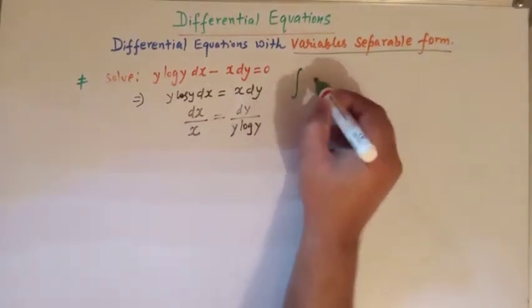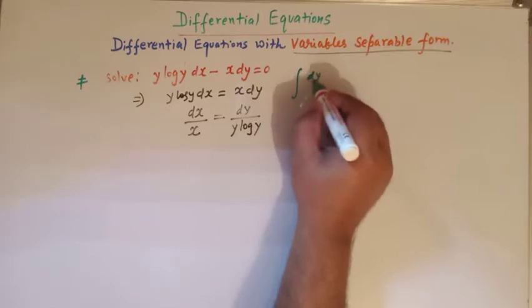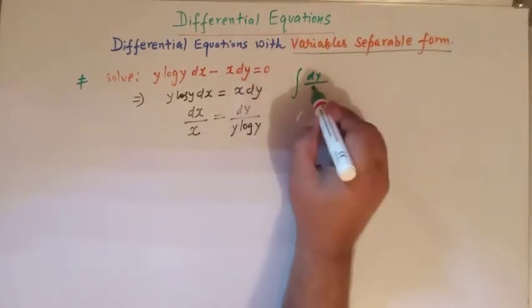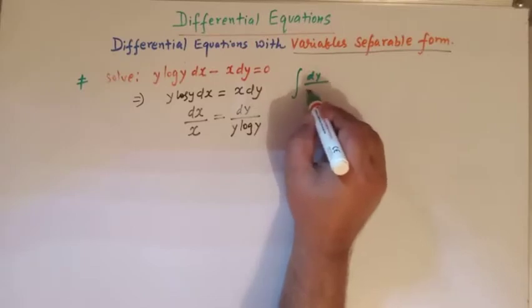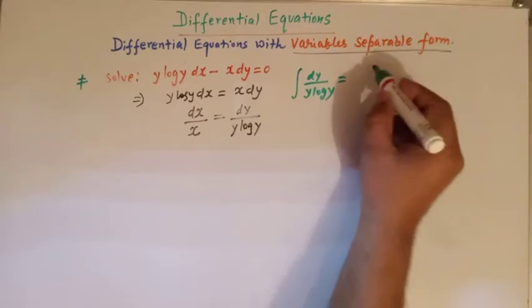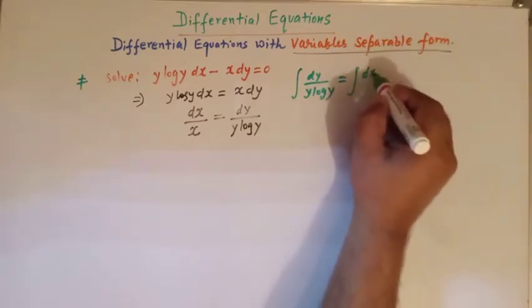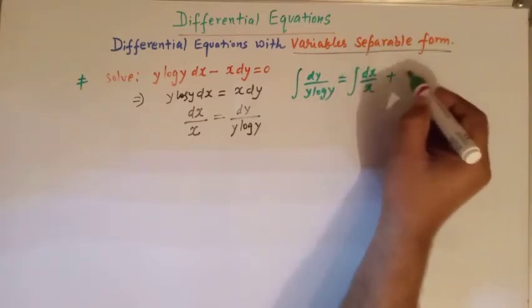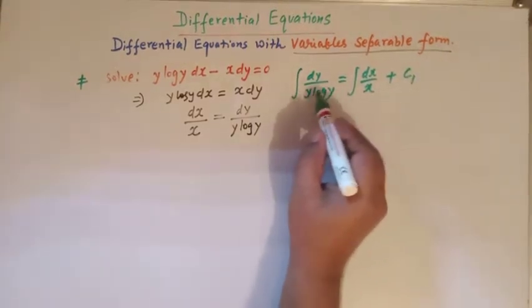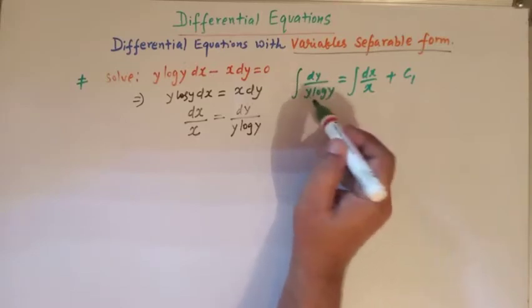So if we integrate, I am writing this term to the left hand side. So the integral of dy over y log y is equal to the integral of dx over x plus c1, where c1 is the constant of integration. Clear? Now viewers, let us solve this integral.